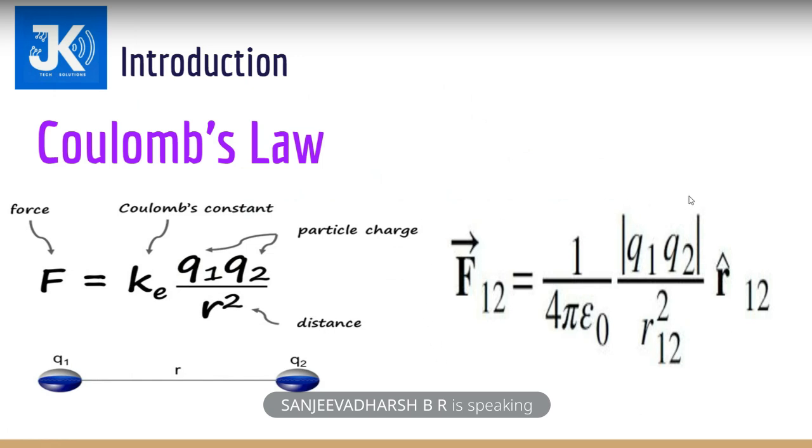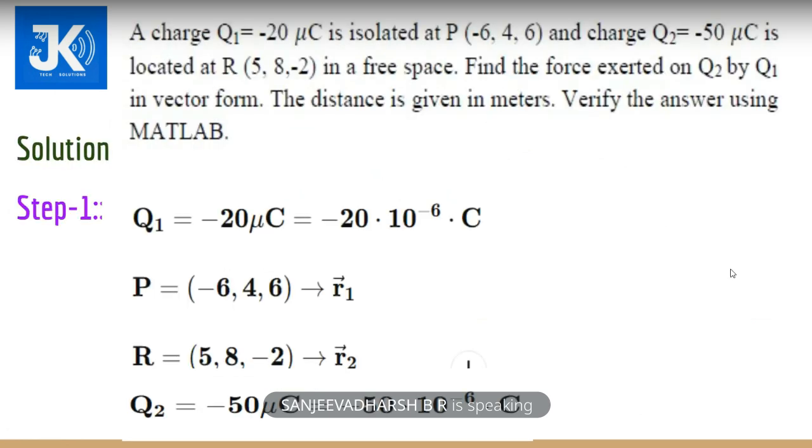In vector form we can say it as F12 vector is equal to 1 by 4 pi epsilon naught q1 q2 divided by r12 square into r12 cap. So this is the formula for vector form. So we have seen both the normal and vector form formulas of Coulomb's law. So let us see one example.